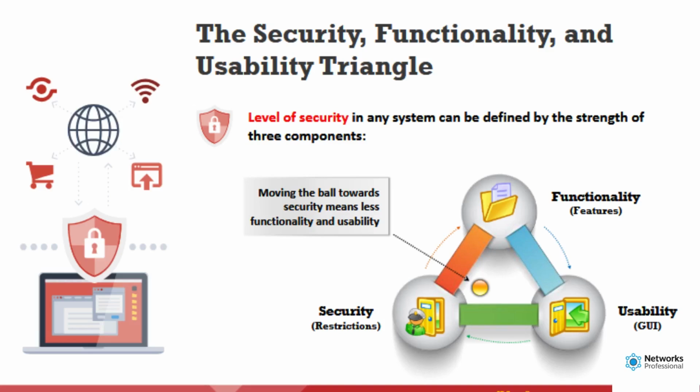The security, functionality, and usability triangle. The level of security in any system can be defined by the strength of 3 components. Functionality, the set of features provided by the system. Usability, the GUI components used to design the system for ease of use. Security, restrictions imposed on accessing the components of the system.